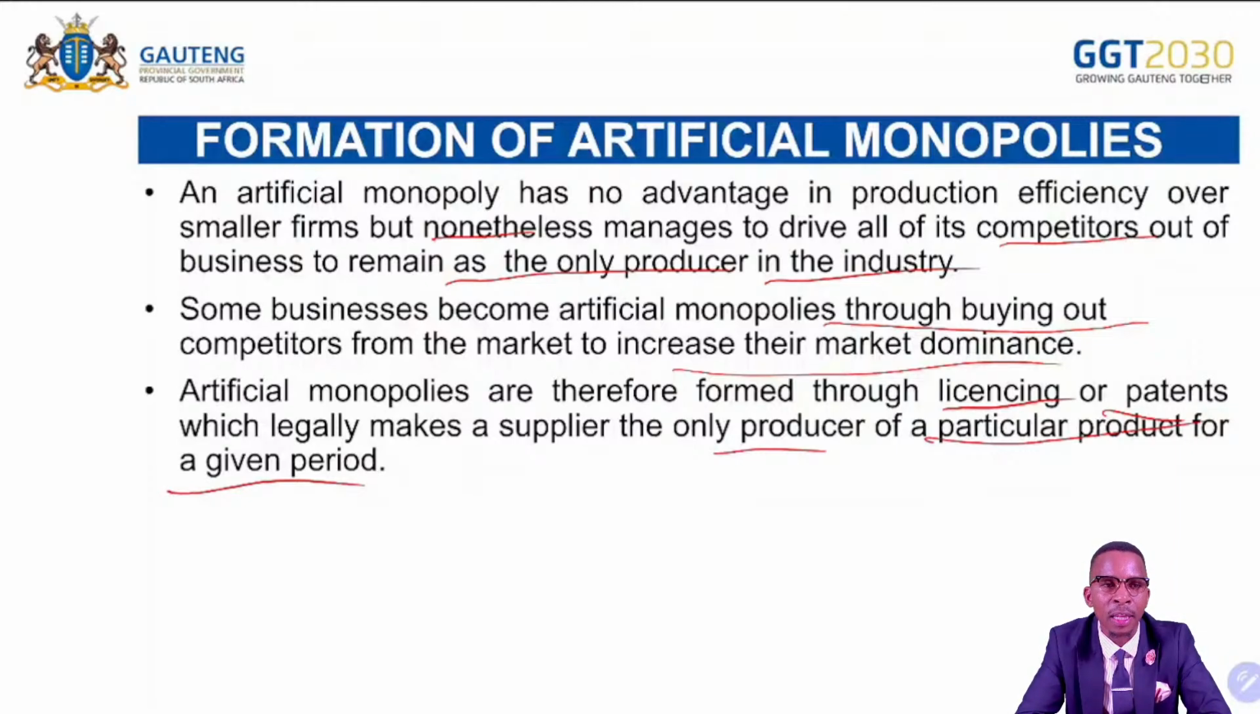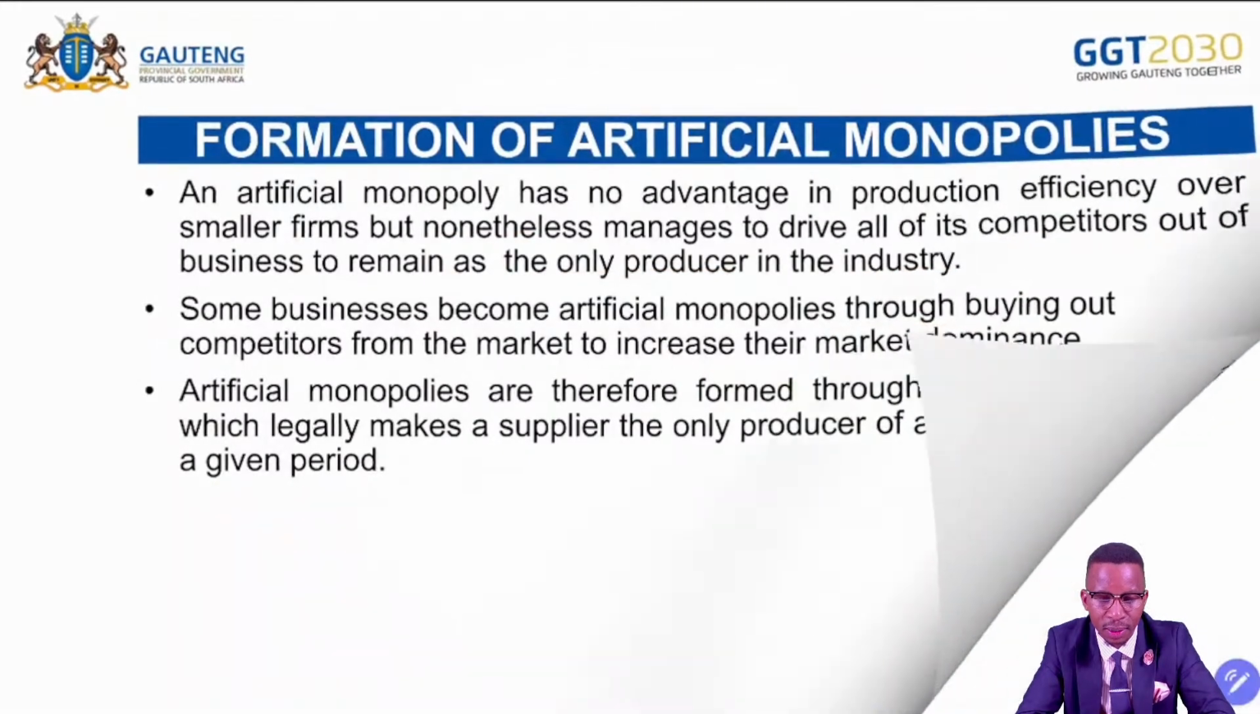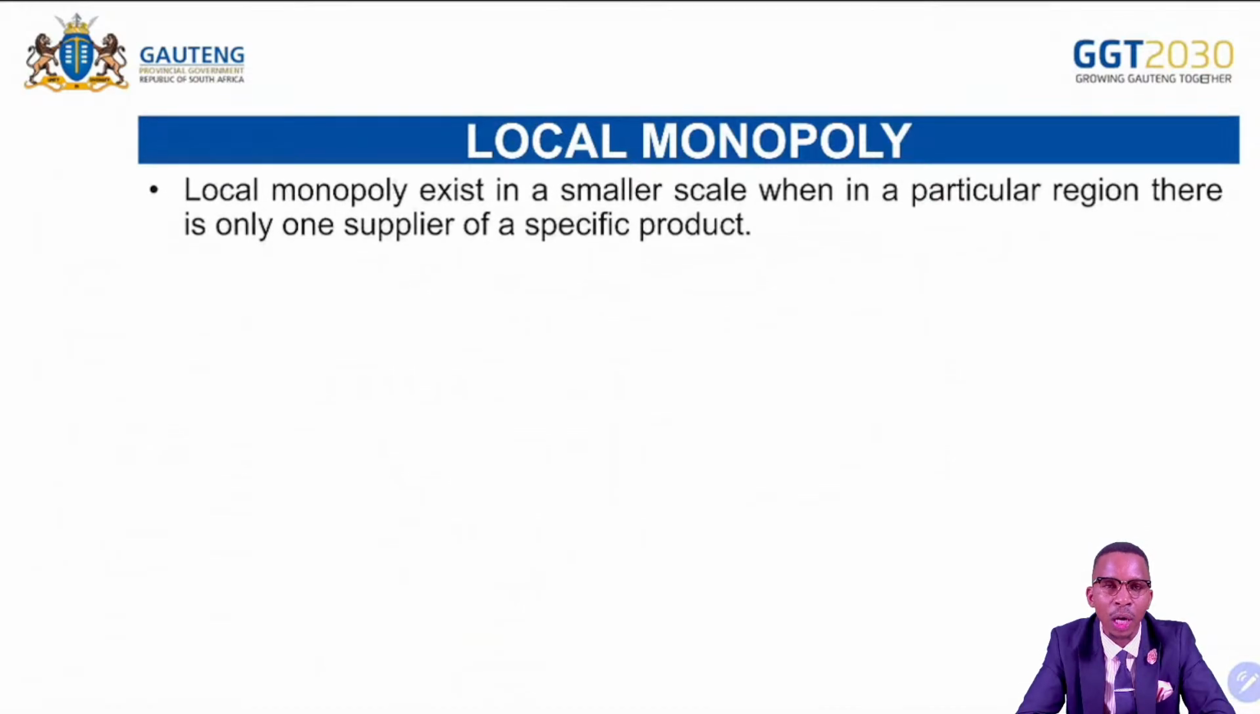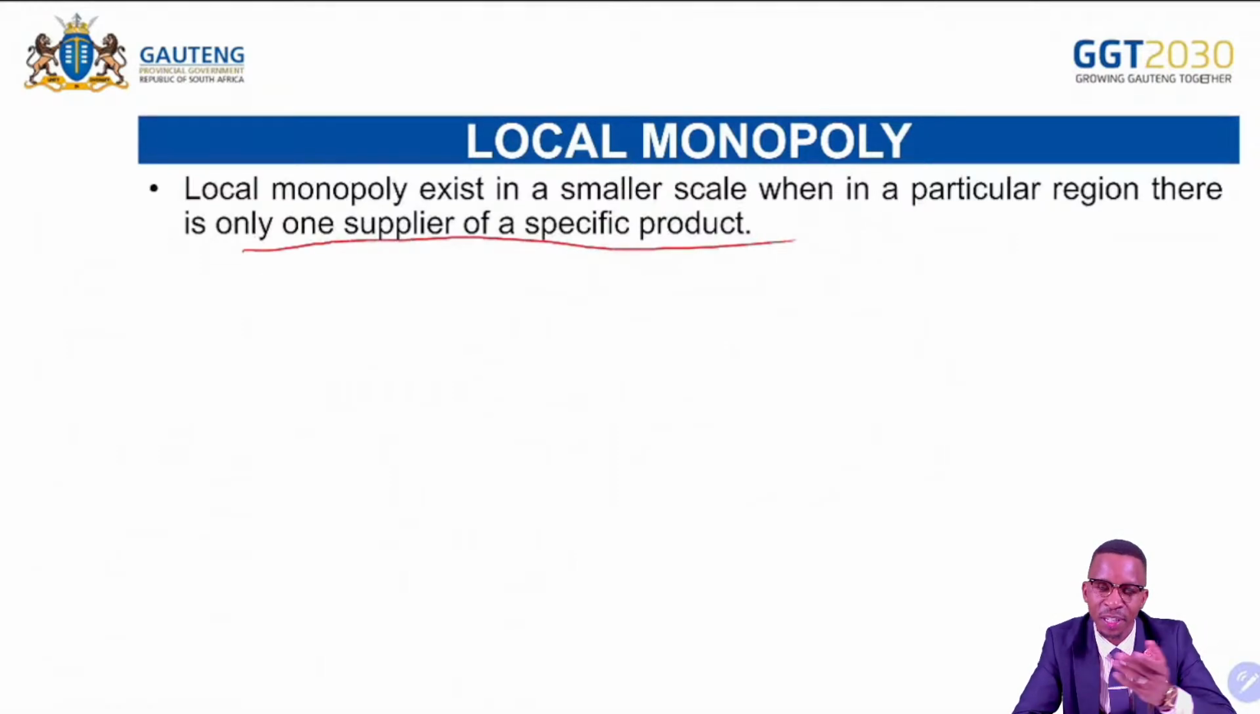Even buyouts can also result in the firm becoming the only supplier, because any competitor that is willing to enter the market will be bought out by the existing firm, so that the firm will remain dominating the entire market. And then local monopolies. A local monopoly exists on a smaller scale when in a particular region there is only one supplier of a specific product, like I mentioned. There are a variety of suppliers across the province, across the country, but in a certain region, there is only one supplier of a product. Then that firm or business becomes the local monopoly.